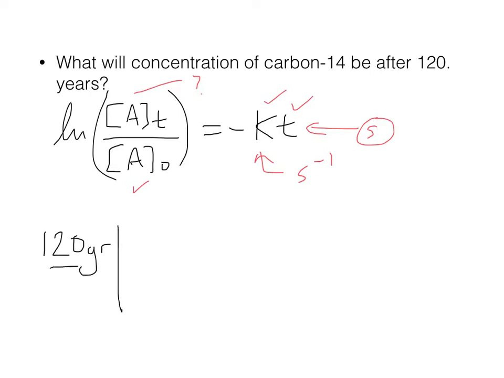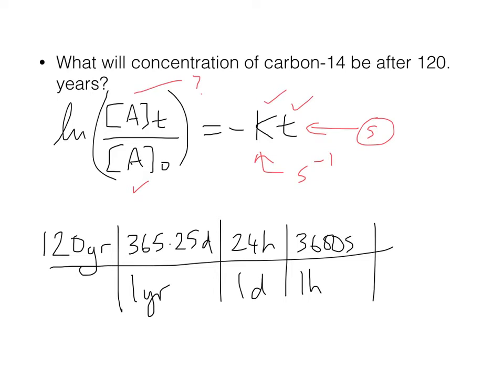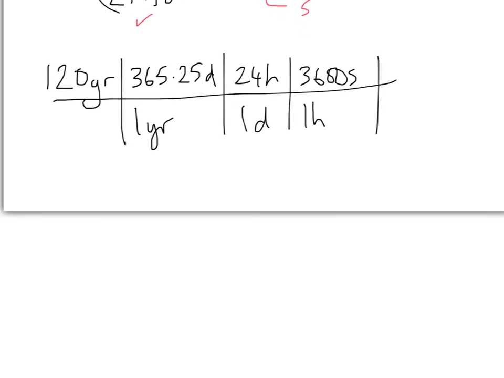We've got 120 years. We know that in 1 year there's about 365 and a quarter days, and so on, right? 1 day is 24 hours. 1 hour is 3,600 seconds. And so if you calculate this, you'll get the time in seconds. And if you do that, you get some enormous number, 3.787 times 10 to the 9 seconds. And there's probably a guard digit right there.